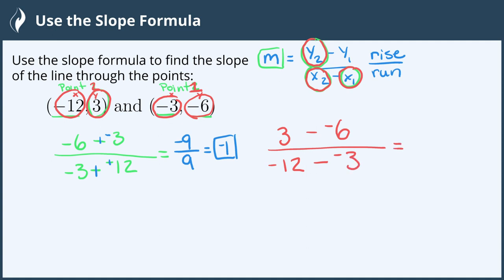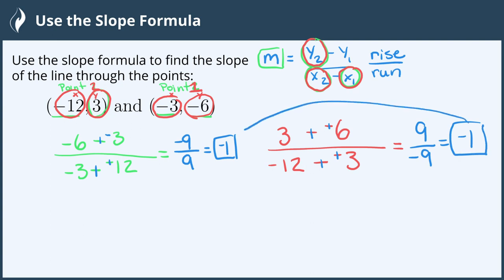Now we just need to simplify. Again, subtracting a negative, we can change to add the opposite, and add the opposite here. 3 plus 6 is +9. -12 plus +3 is -9. And when we simplify 9 divided by -9, we get the exact same slope of -1, just like we did here. So you can define any 2 points in any direction you want.